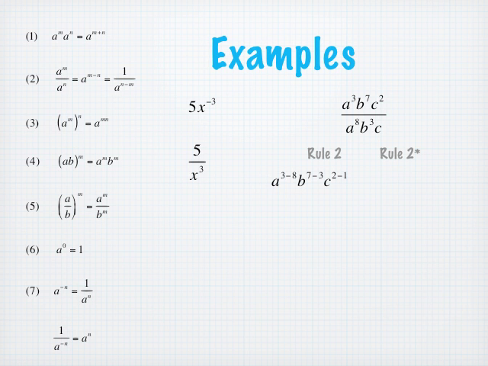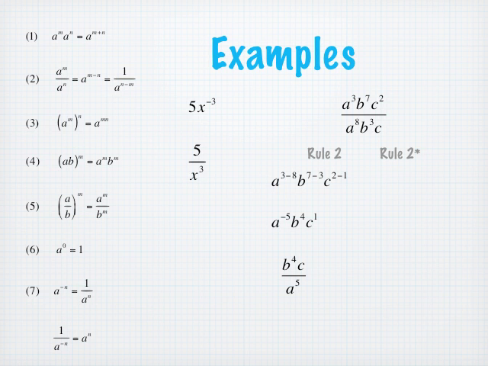So now let's simplify. 3 minus 8 is negative 5. 7 minus 3 is 4, and 2 minus 1 is 1. So that would give me a to the negative 5th, b to the 4th, c. Okay, still fine, but I can't leave my answer in that form because I can't write my answer with negative exponents. So that a to the negative 5, the negative 5 only has power over the a, so the a is the only one that moves. And when it moves, it uses up its negative sign. So it becomes an a to the 5th. Nothing wrong with doing it that way.